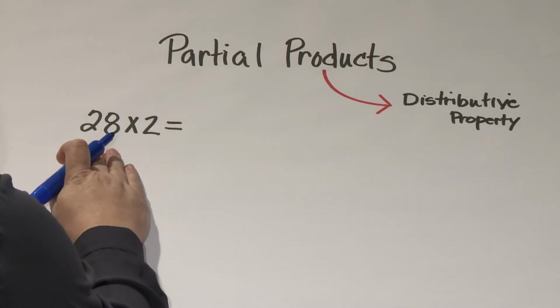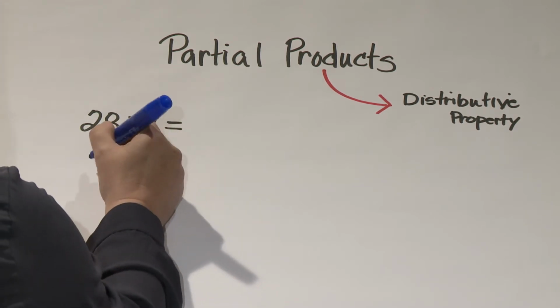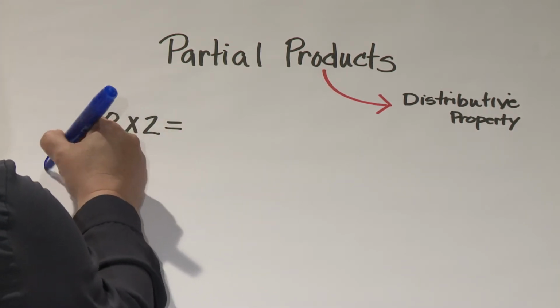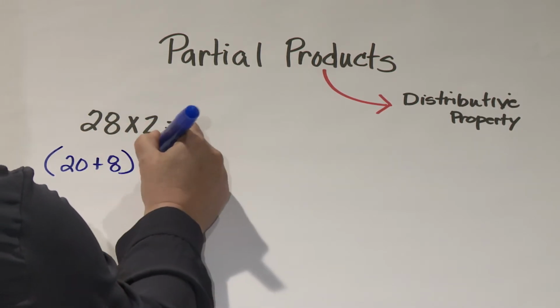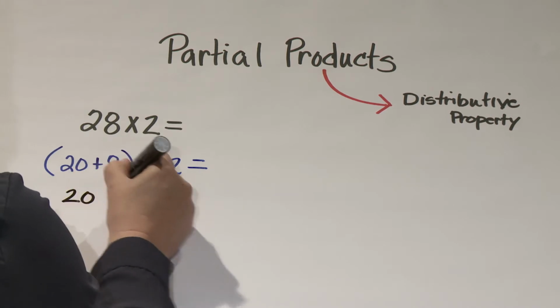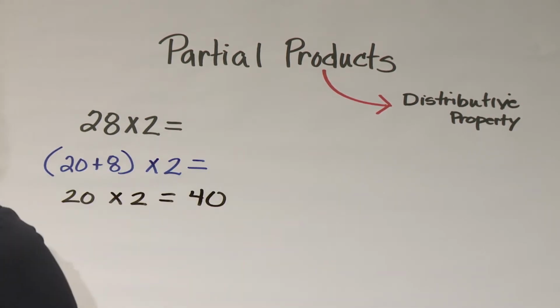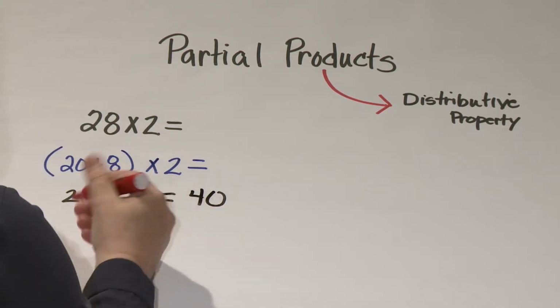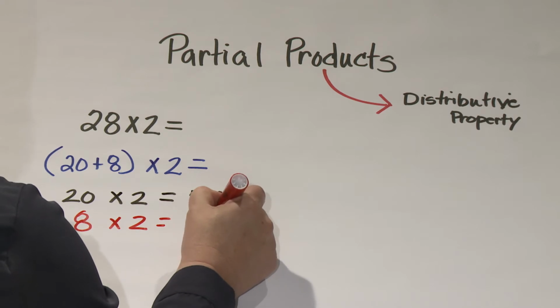Let's take a look at this example, 28 times 2. What we want our students to be able to do is break apart the idea that 28 can be 20 plus 8, times 2. We then want our students to do 20 times 2 equals 40, and 8 times 2 equals 16.